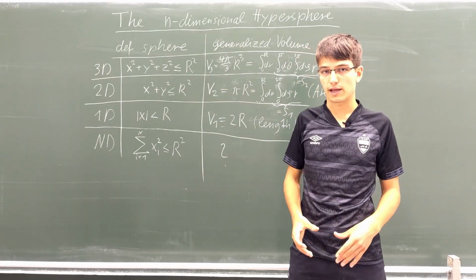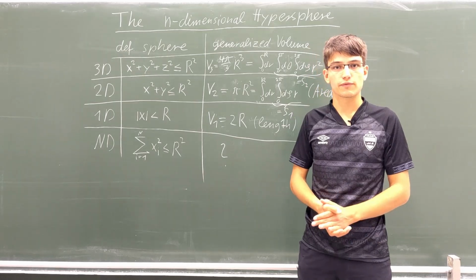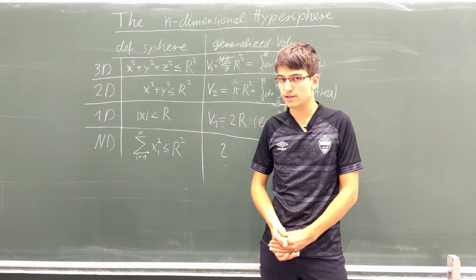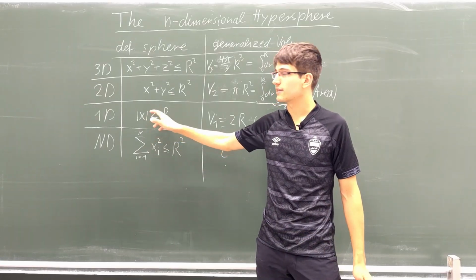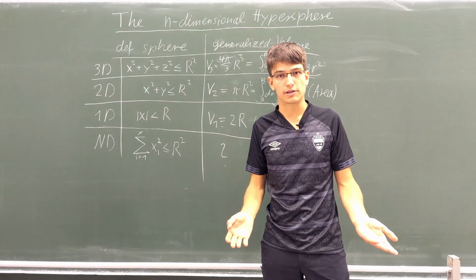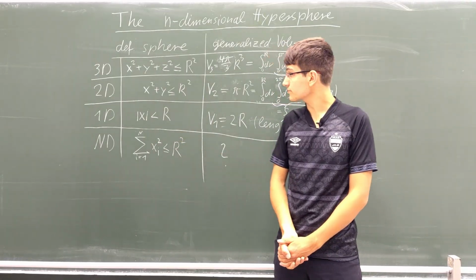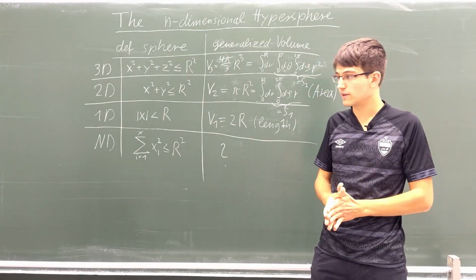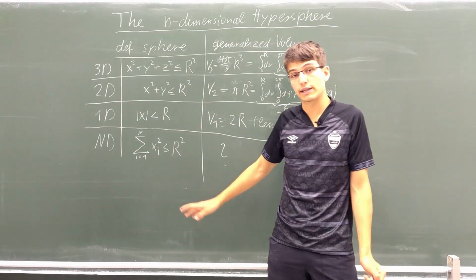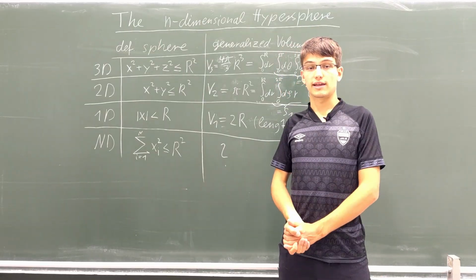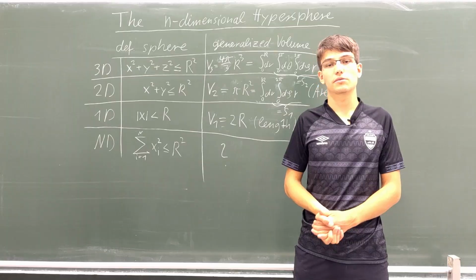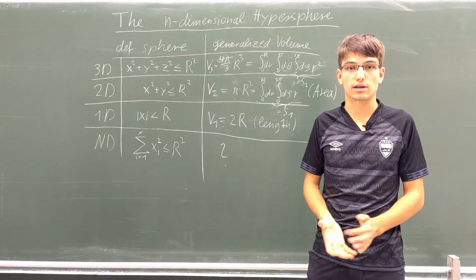We can apply the same concept with the Euclidean norm to different dimensions. In 2 dimensions, we just neglect the z component, and in 1 dimension, we just neglect supplementary the y component. We can generalize this concept of sphere easily to n dimensions, where we just take the sum over all components squared, and it has to be smaller than the radius r squared.